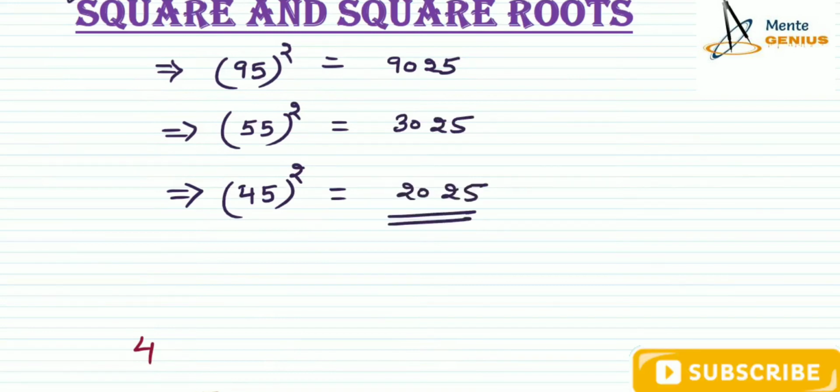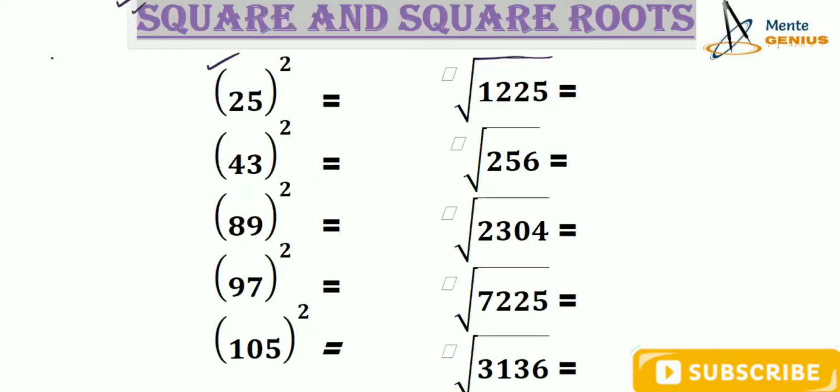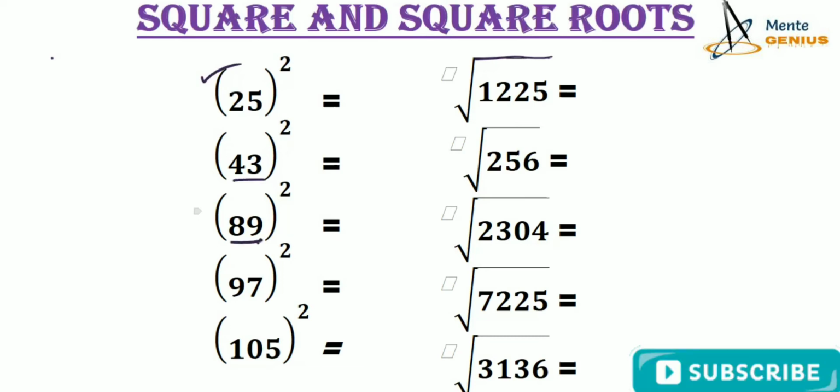Now let us check what we have learned. We have learned the trick to find the square of these numbers. Like 25 square, now we can find it in a very easy way. 43 square we also have done. 89 square, let us try it.